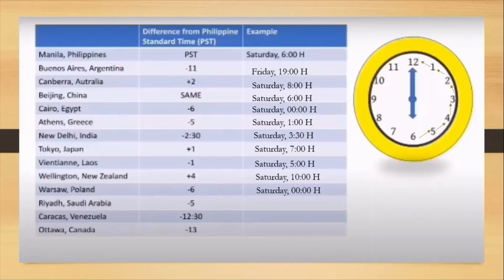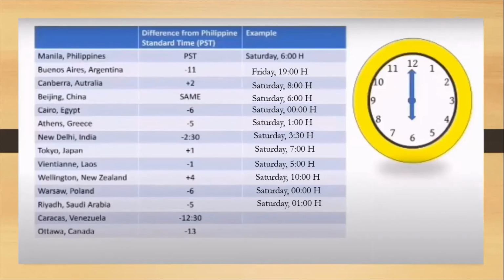For Saudi Arabia, they are delayed 5 hours. Let's move 1, 2, 3, 4, 5. The time there is Saturday, 1 o'clock in the morning, or Saturday, 0100 hours. For Venezuela, they are delayed 12 hours and 30 minutes. Let's count: 1, 2, 3, 4, 5, 6, 7, 8, 9, 10, 11, 12. This is already Friday, and with the half hour, the time in Venezuela is Friday, 5:30 in the afternoon, or in 24-hour format, Friday, 17:30 hours.